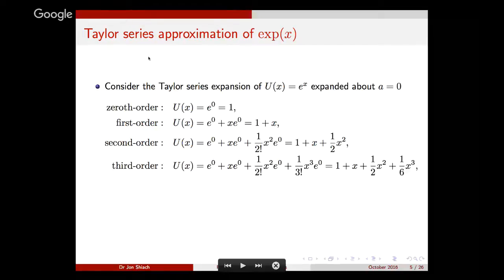Third order. Again, we take our second order solution and just add on that third order term. So the higher order you go, the more terms you have in our series expansion. If we go to nth order, you can see there's a pattern here. The pattern is x to the power n divided by n factorial. That's a series expansion of e to the x.